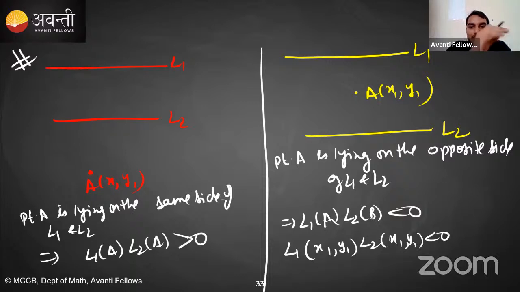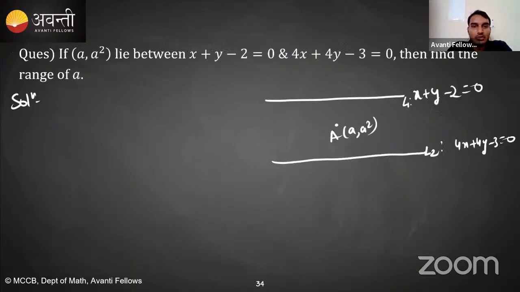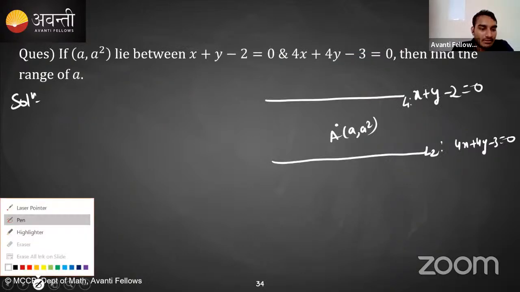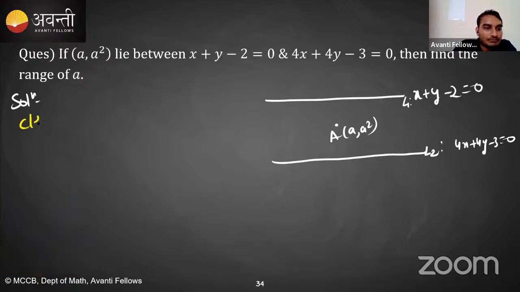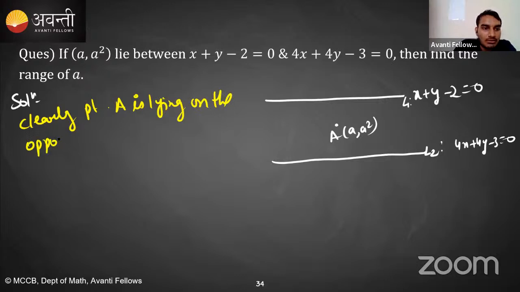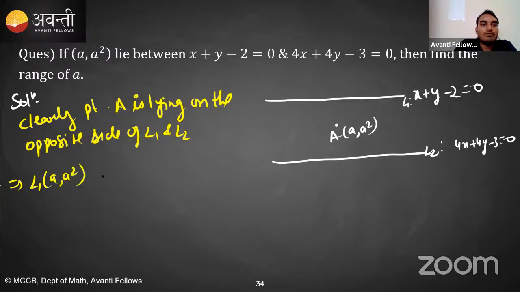Clear? It means L1A and L2B are of the opposite side. Okay. So now if I ask you, this point A clearly is on the opposite side, right? Point A is lying on the opposite side of L1 and L2. So it implies L1 of that point into L2 of that point will be less than 0.